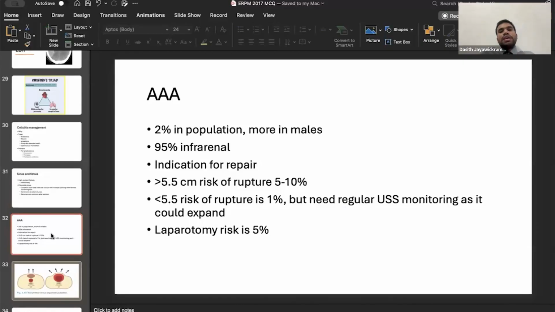Triple A. So what is triple A? Abdominal aortic aneurysm. Okay. So the incidence is around 2% of the population, and it is more common in.